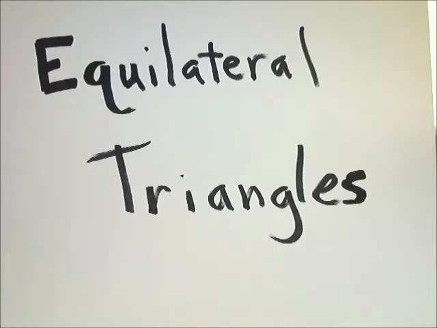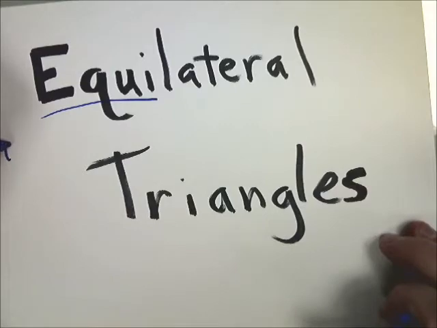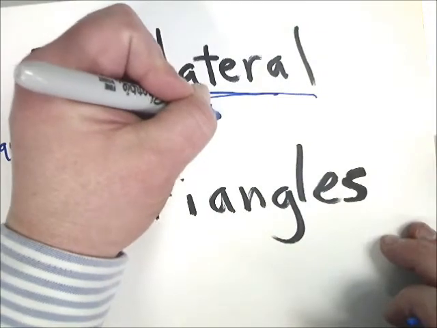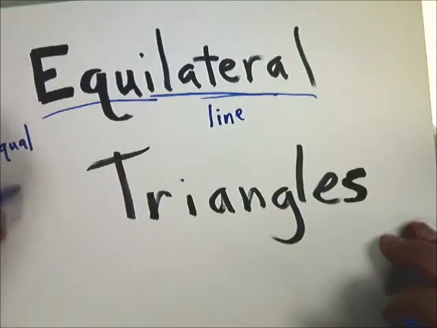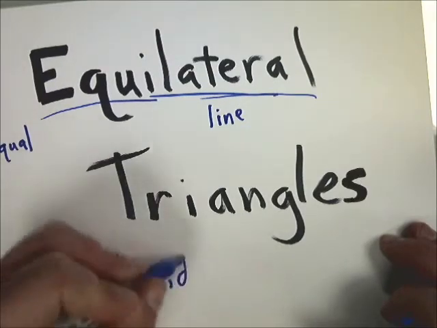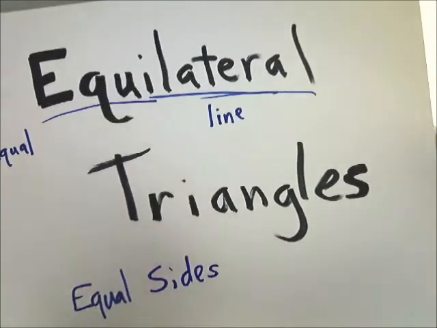Let's take a really quick look at equilateral triangles. An equilateral triangle, if you see the "equa," that's where the equal is. Lateral would be the line of the sides. So we're talking about triangles with equal sides. There's some interesting things about equilateral triangles.